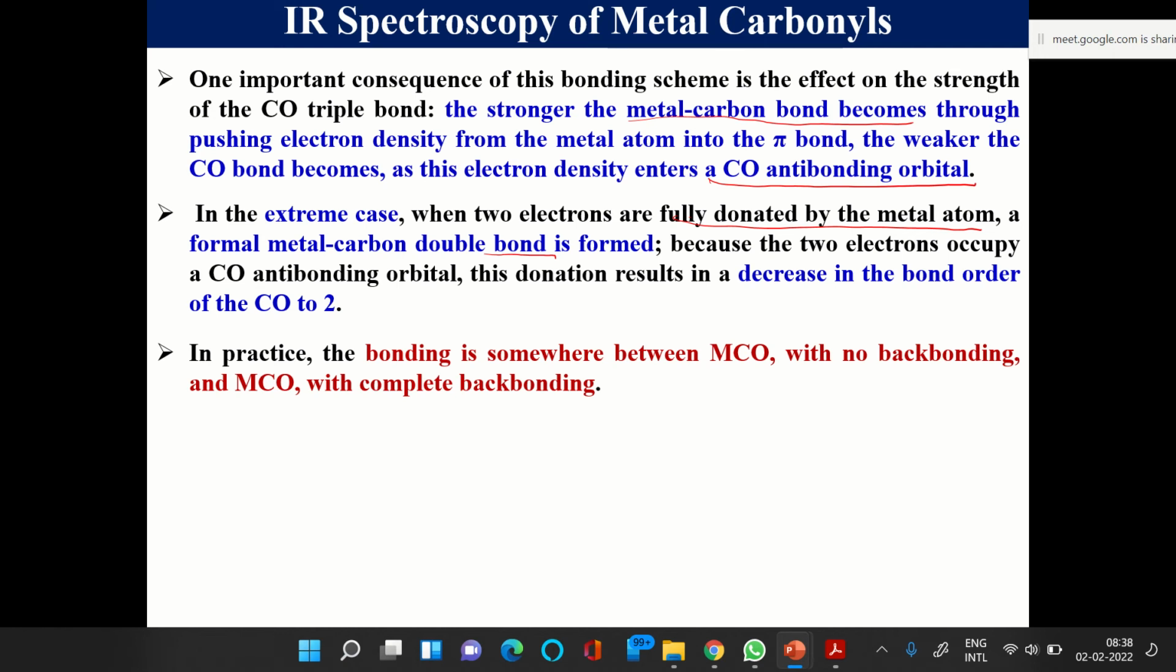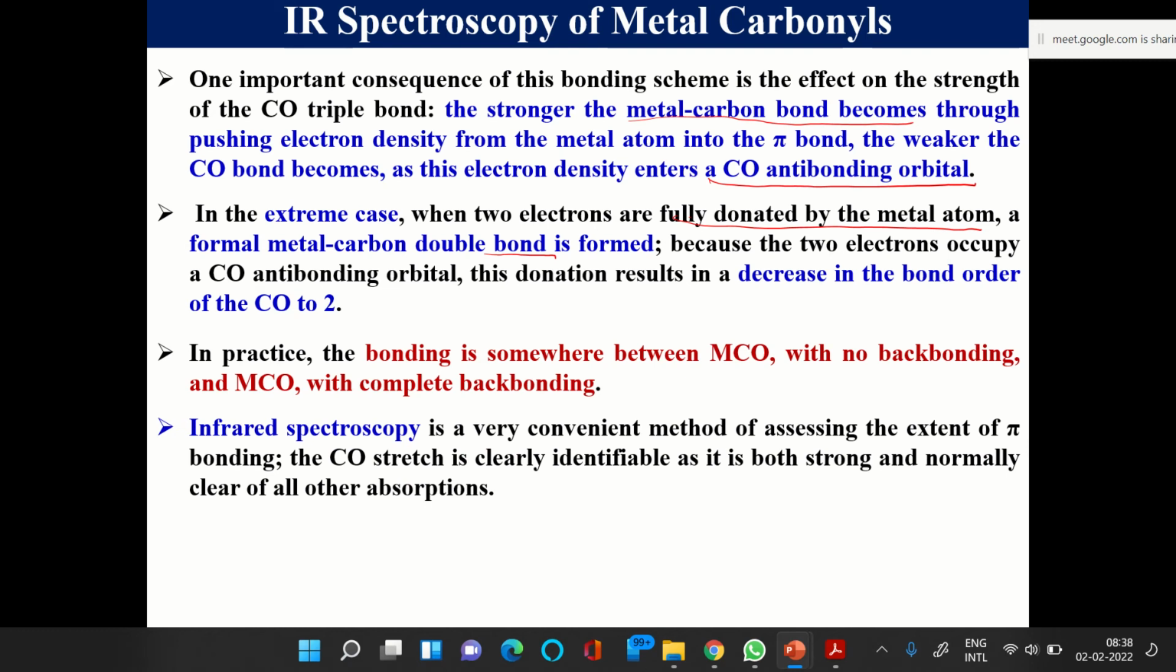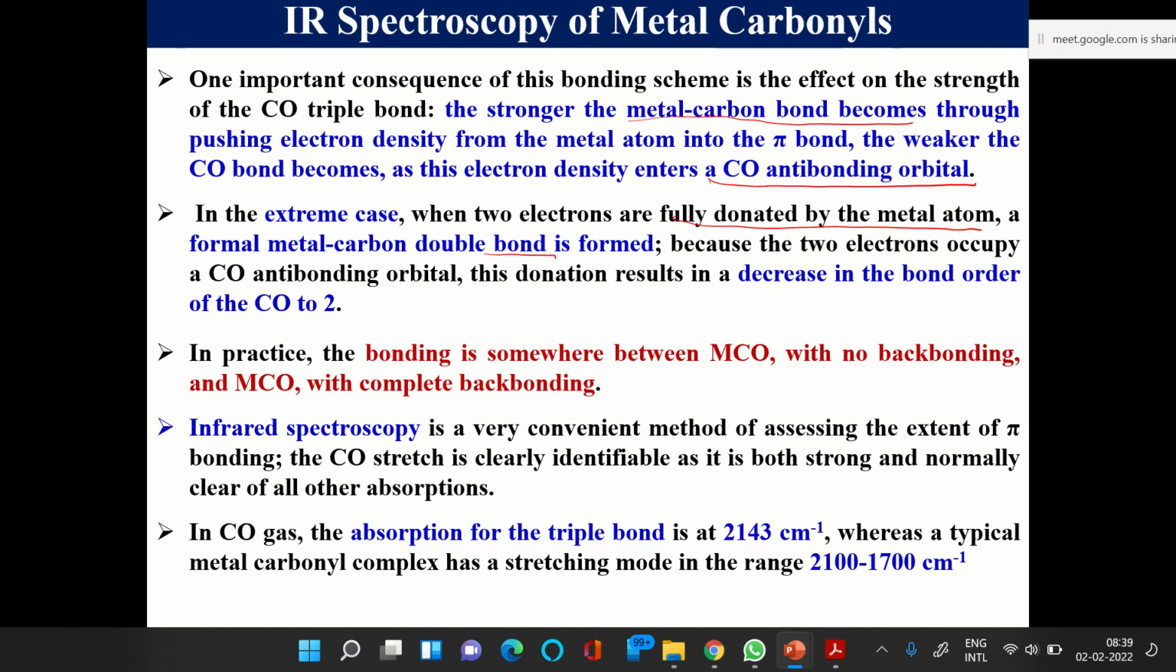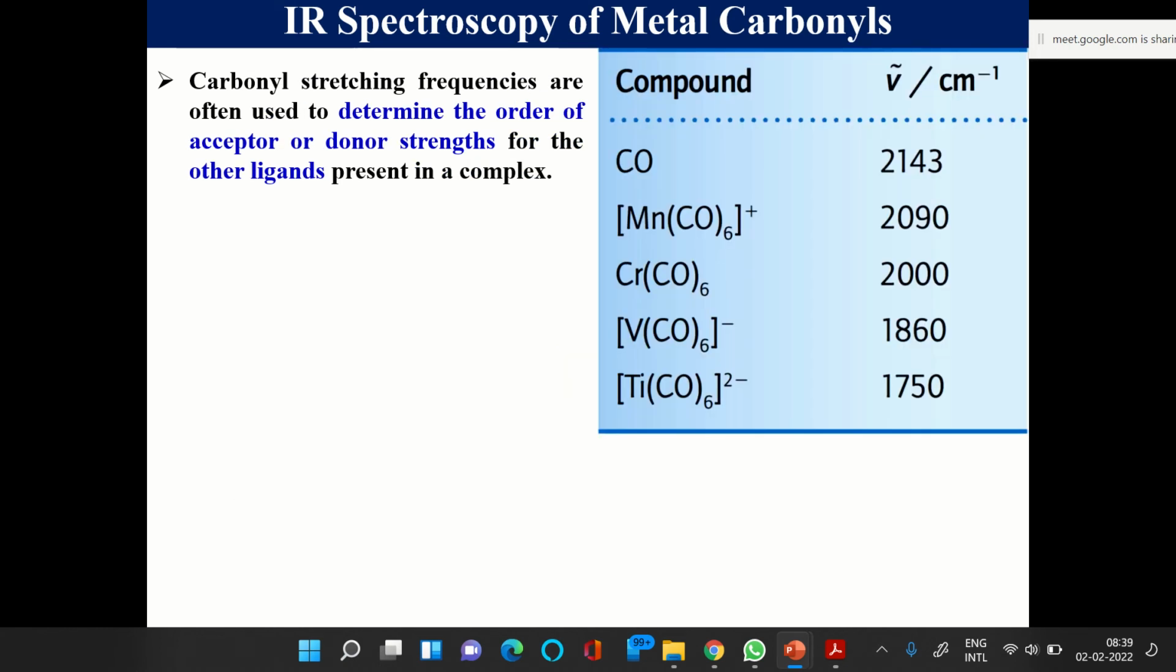One with no back bonding, one with complete back bonding. Something practical is observed somewhere in between. So infrared spectroscopy gives you very good information about pi back bonding. CO gas absorbs at 2143 cm inverse, and a typical metal carbonyl complex will be in this region.